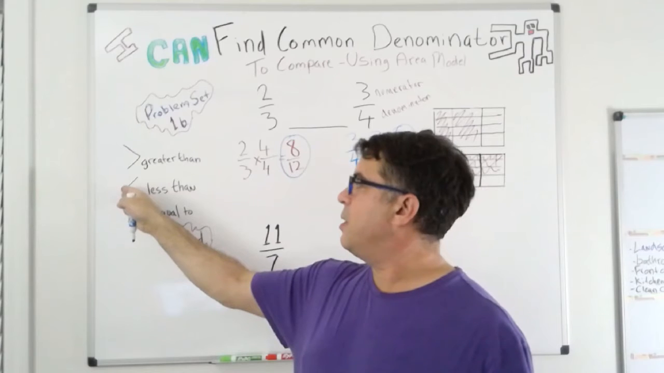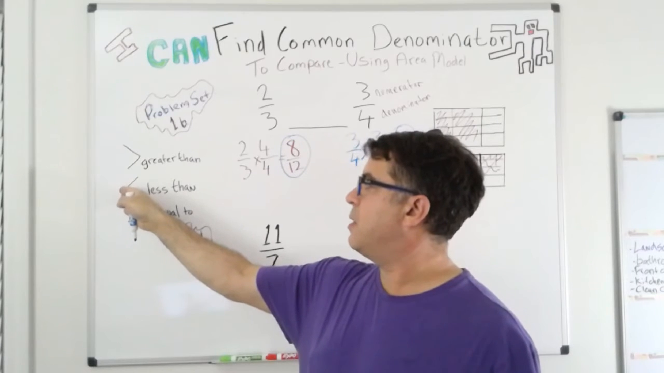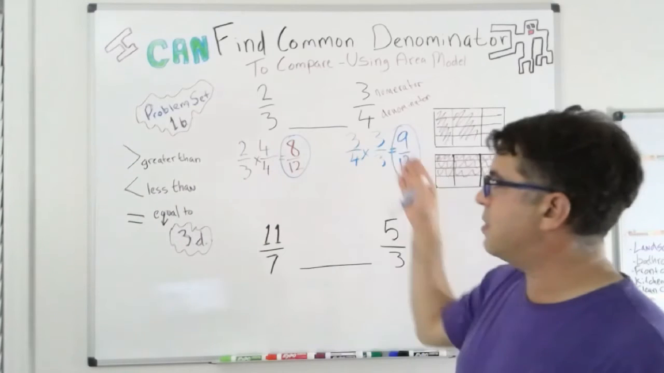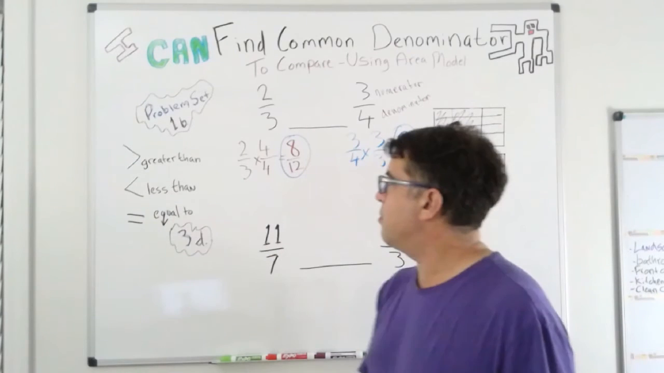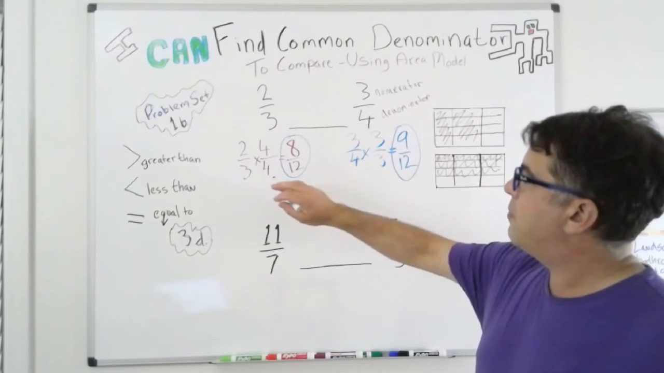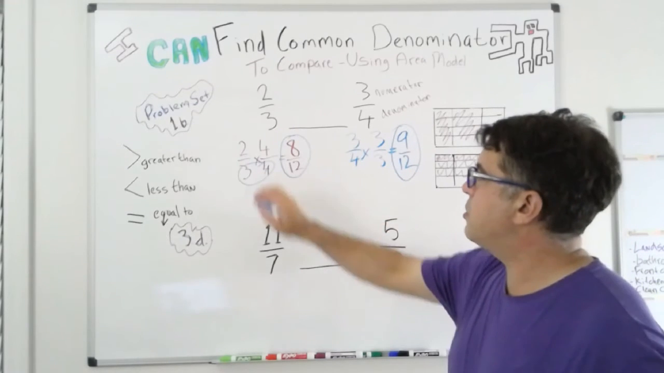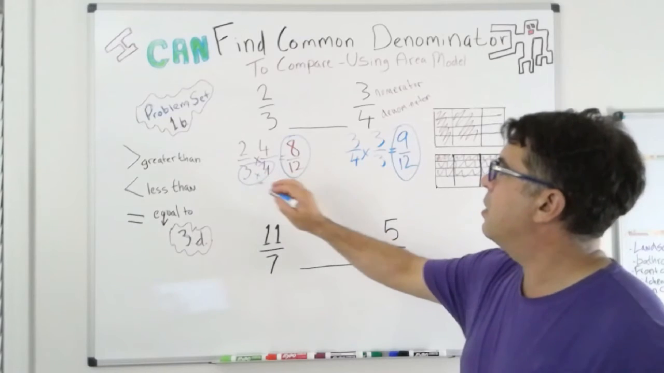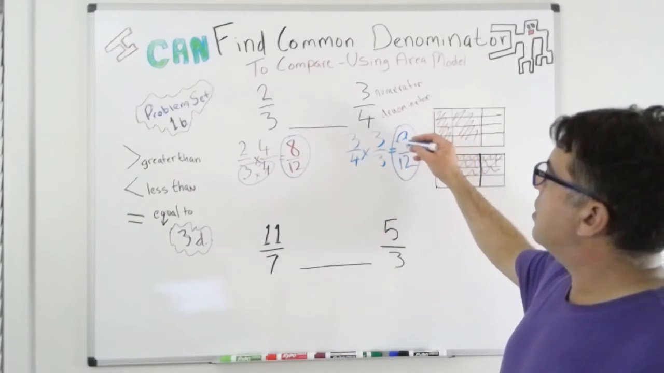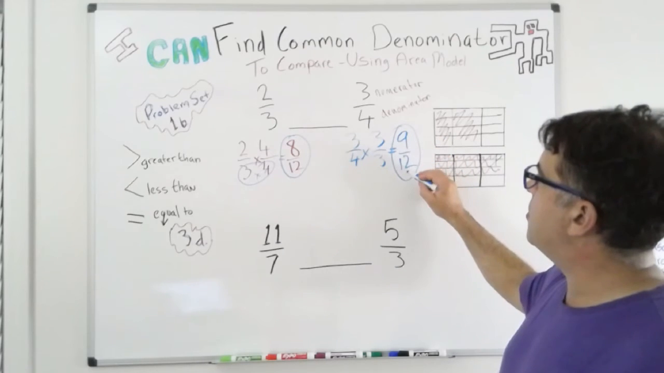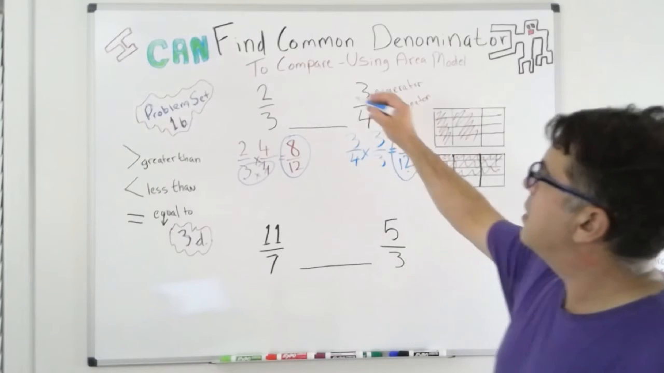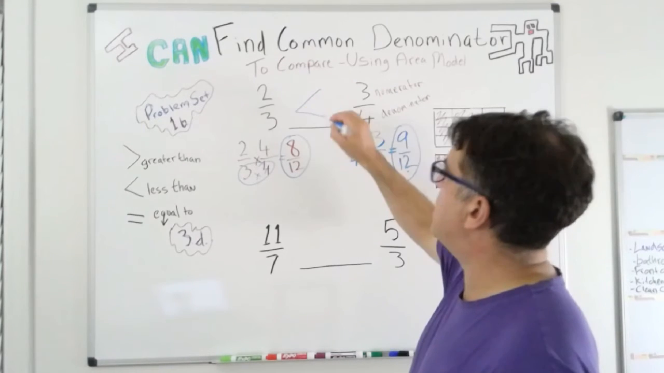If the pointed end, the narrow end of this, is pointing to the left side, that means the left side is less than the right side, or it could be equal to. So in this case, 2/3, when I find my common denominator of 12, 3 times 4, becomes 8/12. And 3/4, when I multiply times 3, gives me a common denominator of 12 on the bottom. I'm comparing 8 against 9. That is going to be less than.